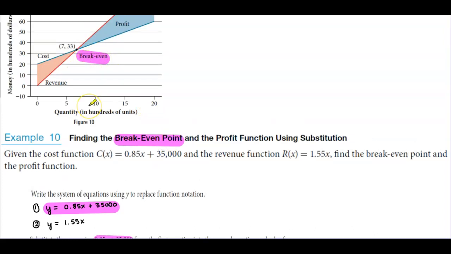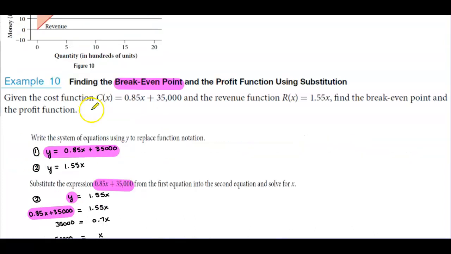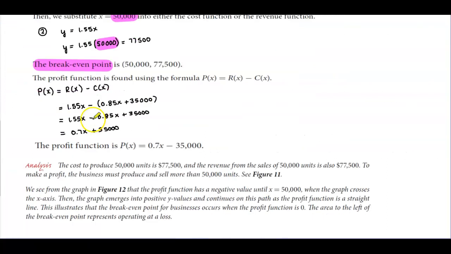Now, the next part is that we want to be able to find the profit function. So the profit function is found by using the formula p of x, which is equal to r of x minus c of x. So we know that r of x from the beginning part of the question is 1.55x minus the cost function, which is 0.85x plus 35,000.